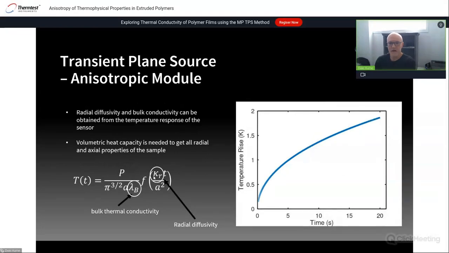The module, and that's what we refer to it as, an anisotropic module: the radial diffusivity and the bulk conductivity can be attained from the temperature response of the sensor. If the volumetric specific heat is known, you can get the additional properties. If the volumetric specific heat is not known from rule of mixtures or measurement by DSC, there is an available specific heat module that directly measures specific heat.